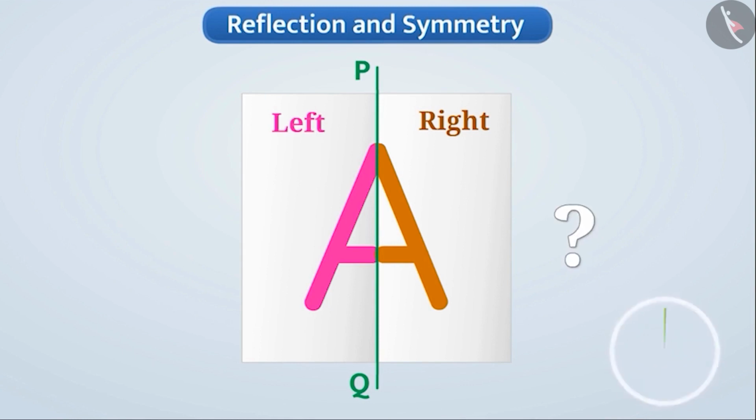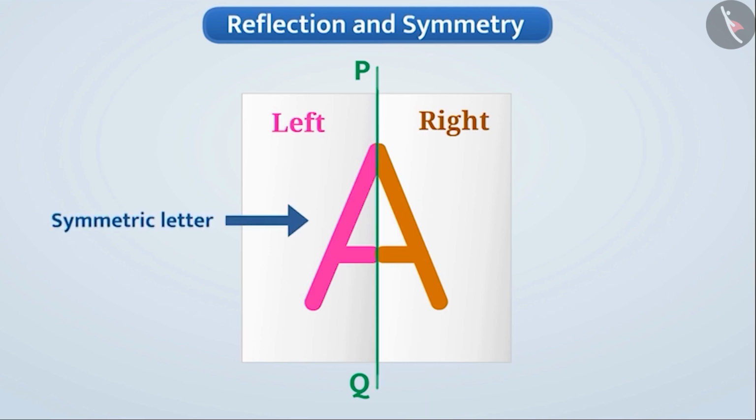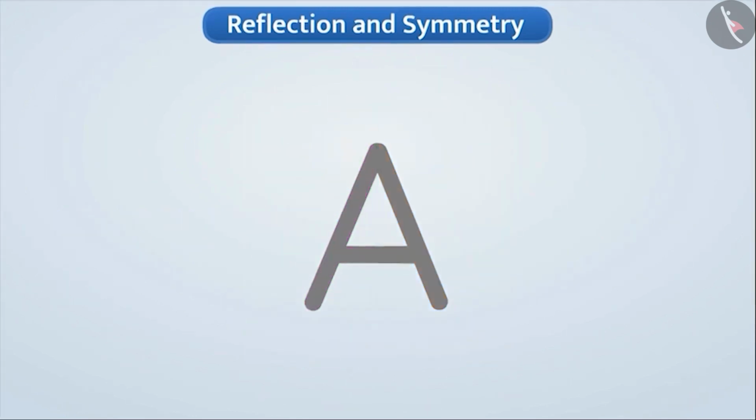Think a little. Absolutely correct. This shows us that A is a symmetric letter and PQ is a line of symmetry. Imagine that we have placed a mirror in place of the symmetric line PQ. In such a situation, the figure appearing in the mirror will be exactly the same as the half A hidden behind the mirror.